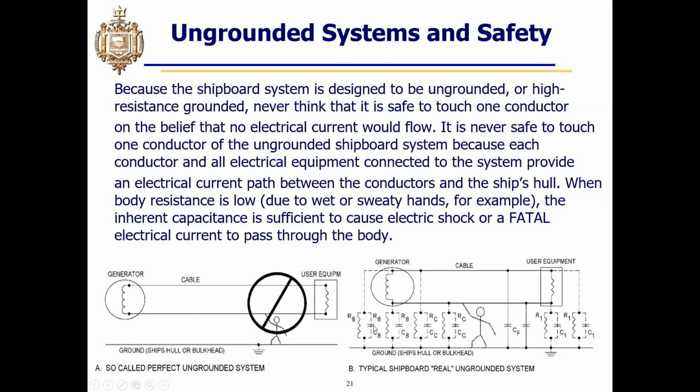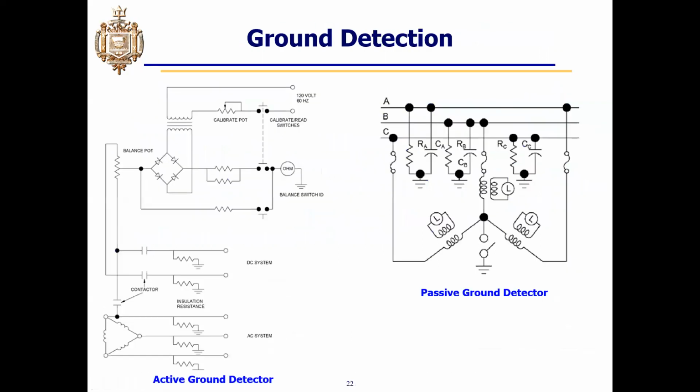And of course, anytime there are two conductors and there's insulation between the two, there's going to be some capacitance also between the conductors and the ground. So there is a path for current flow, and your ground, for intents and purposes, is neutral even to an ungrounded system. So yes, you will get shocked if you touch an energized conductor, even on a shipboard system.